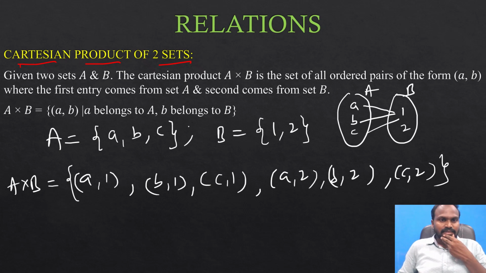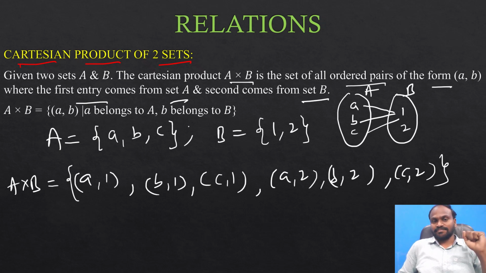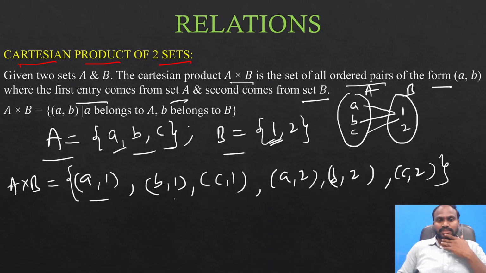So if you take A cross B, you can see the definition here: the Cartesian product A cross B is the set of all ordered pairs of the form (a, b), where the first entry comes from set A and the second comes from set B. Simply, A cross B is a mapping with 1, b with 1, c with 1, then similarly a with 2, b with 2 and c with 2. In that way we write what is known as the Cartesian product of two sets.